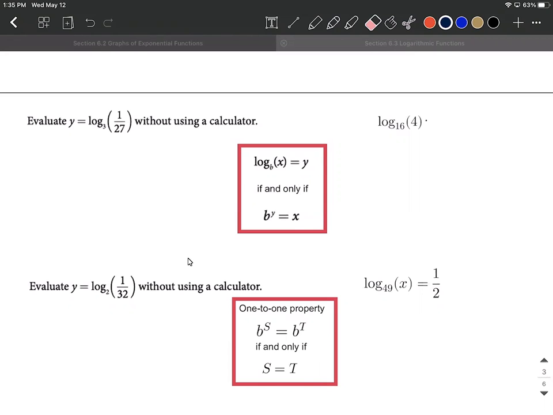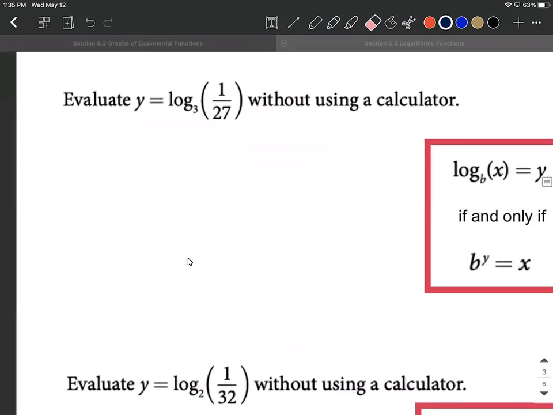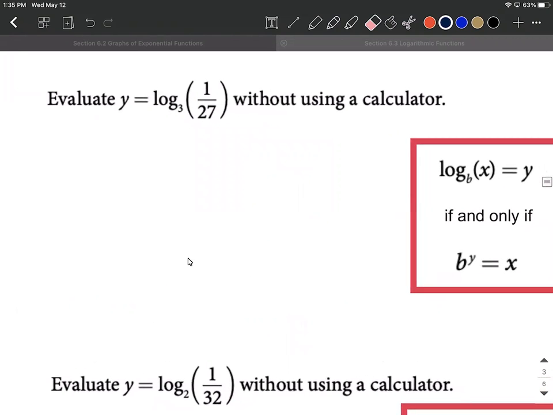So jumping right in here, let's start out with y equals log base 3 of 1/27. The first thing to note is we're in logarithmic form. Let's switch over to exponential form. In exponential form, this is going to look like 3 raised to the y power equals 1/27.